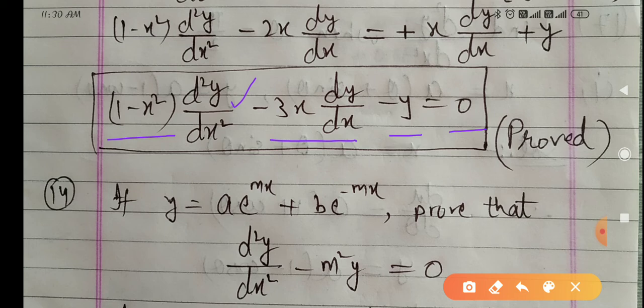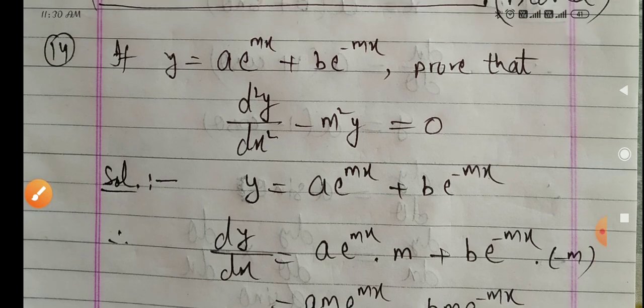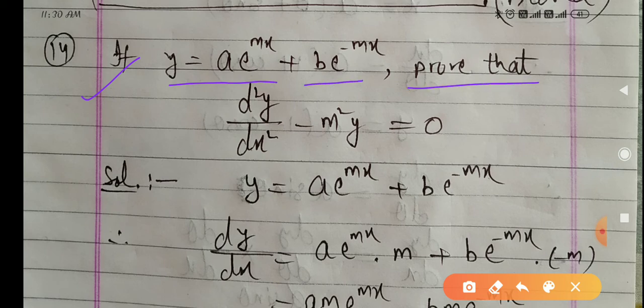So like this, students, we have to prove the questions where we have to find the second derivative. Now you can see the 14th question. In the 14th question, what is given? If y equals a e to the power mx plus b e to the power minus mx, prove that d2y upon dx2 minus m square y equals 0. So y equals a e to the power mx plus b e to the power minus mx, it is given.